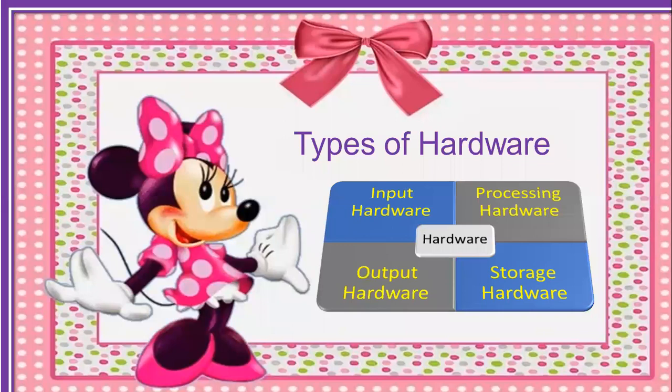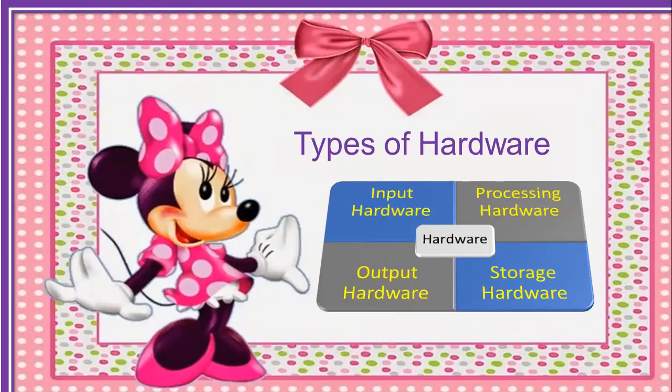Hardware means anything that can be touched, and things related to the computer are computer hardware. And mainly there are 4 types of computer hardware. They are input hardware, processing hardware, output hardware, and storage hardware.